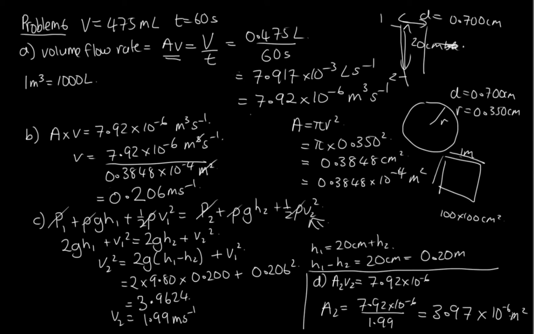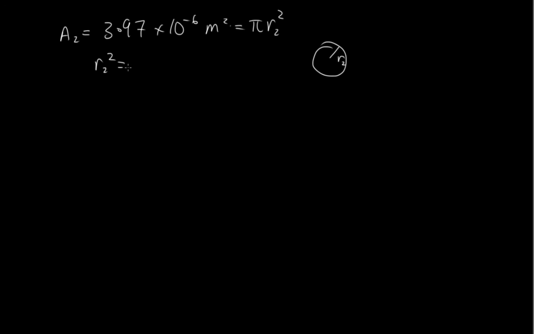Okay, now we're going to need to make some more room. So we've got that the cross-sectional area is equal to 3.97 times 10 to the minus 6 meters squared, and that's the cross-sectional area of a circle, and what we need to know is its diameter. We can work out its radius. We know that this is equal to pi r2 squared. This is the radius at point 2. And so that tells us that r2 squared is equal to this divided by pi, which is equal to 1.266 times 10 to the minus 6 meters squared.